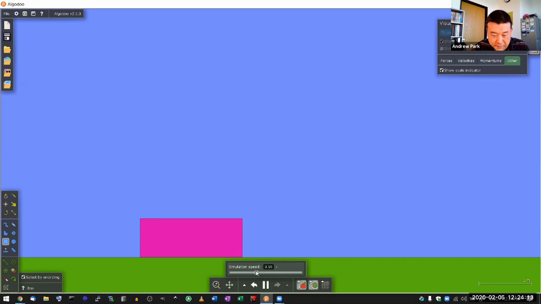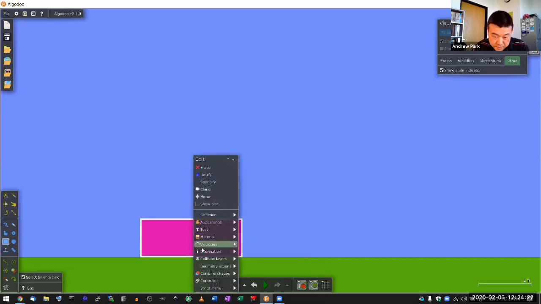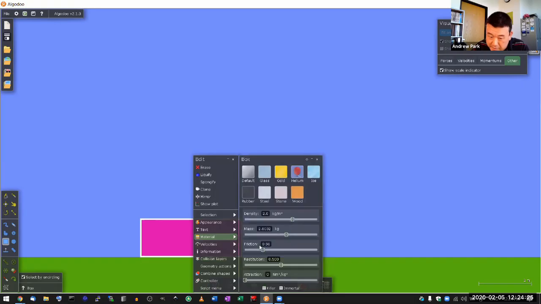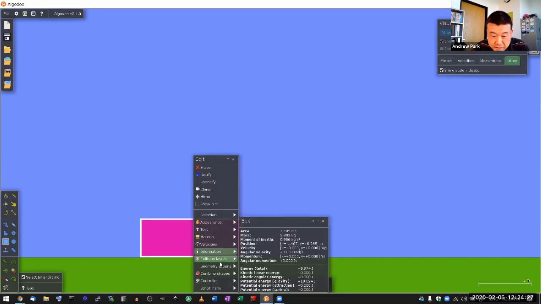I think I can let it run faster, if I just do a slow acceleration. So let me pause the simulation while I make changes. These are some of the changes I'm going to make. I'm going to make it frictionless. It just makes things easier.